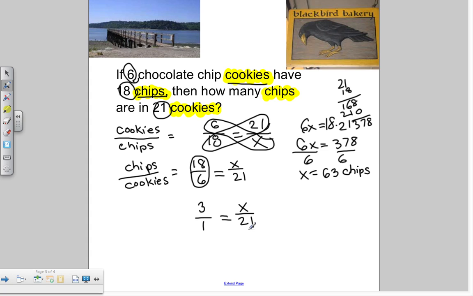In which case I could have done it the old way, or I could have done it the cross multiply way. 1 times x equals 3 times 21. Well, 1x is just x. 3 times 21 is 63. So another faster way to get it. Lots of ways with these proportions. I think they're actually kind of fun.